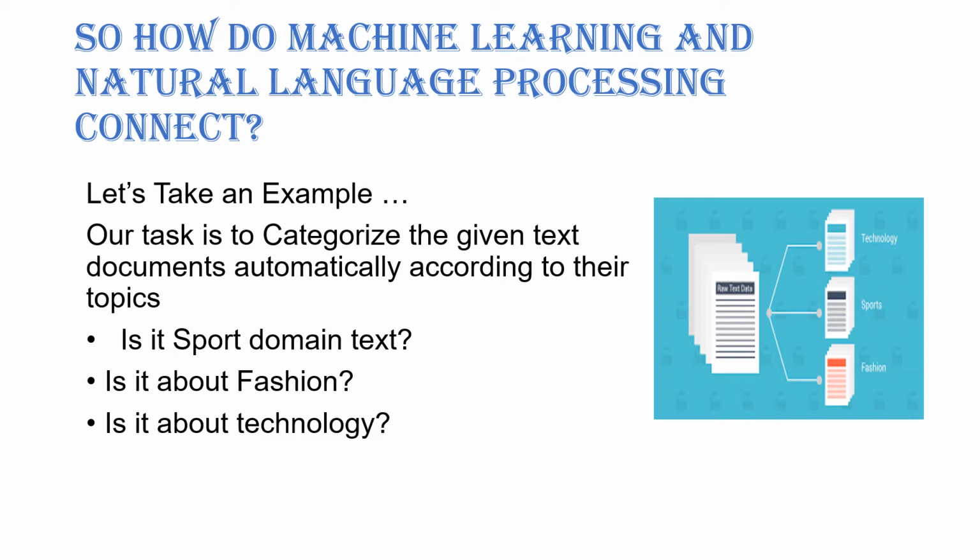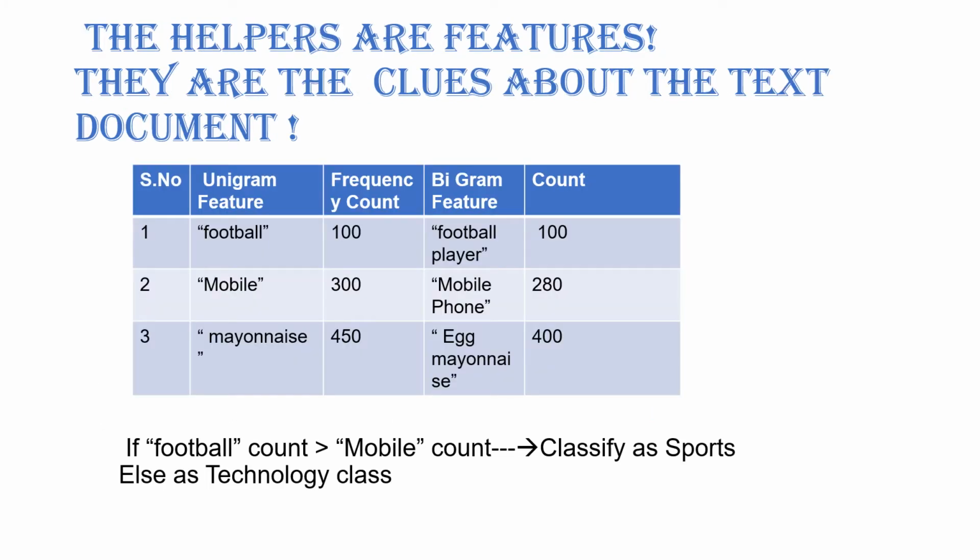Let's think of another scenario wherein we are given a collection of raw text. Say, for example, we are given 100 documents, and our job is to categorize them depending upon their topics. Let's say we are interested in only 3 topics. Out of these 100 documents, our job is to categorize them based upon their topics. Say, for example, we want to classify them into a sports category, a fashion category, or a technology category. Okay, so how do we do this?